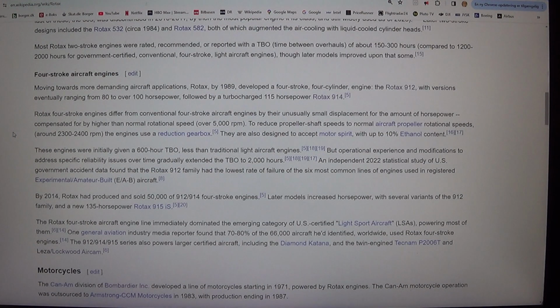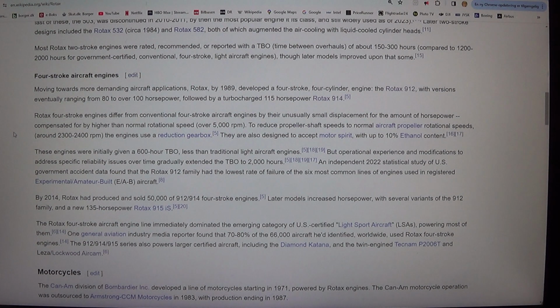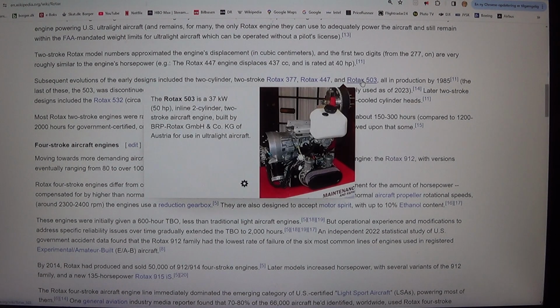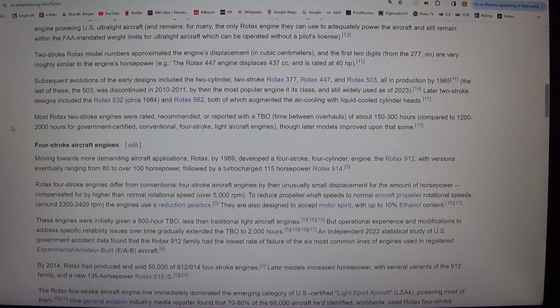The last of these, the 503, was discontinued in 2010 to 2011, by then the most popular engine in its class, and still widely used as of 2023. Later two-stroke designs included the Rotax 532, circa 1984, and Rotax 582, both of which augmented the air cooling with liquid-cooled cylinder heads. Most Rotax two-stroke engines were rated, recommended, or reported with a TBO, time between overhauls, of about 150 to 300 hours, compared to 1200 to 2000 hours for government certified, conventional, four-stroke, light aircraft engines. The later models improved upon that sum.